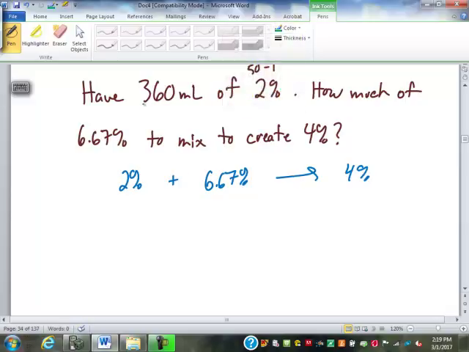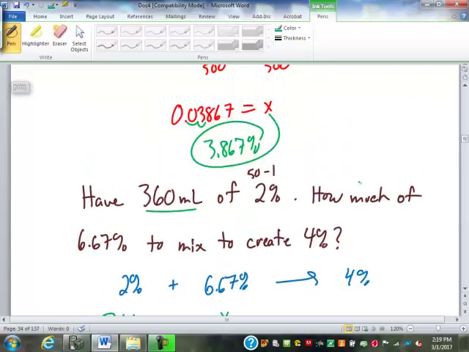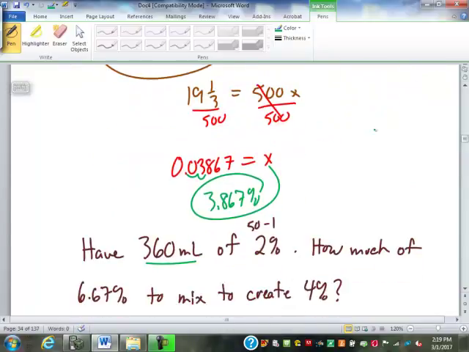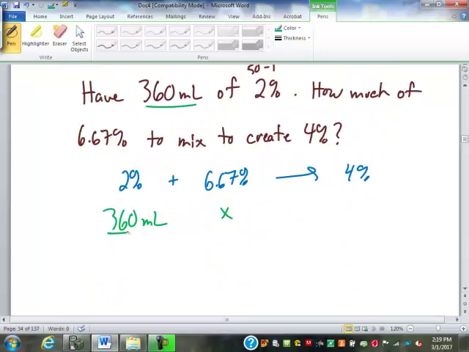We have amounts. The only amount we're given is the 360 milliliters of the 2%. So the amount of the 6.67% is going to be our X. So the total amount, if I scroll up for a second, up here, it was 200 plus 300, which gave us 500. Same thing's going to happen here. 360 plus X.